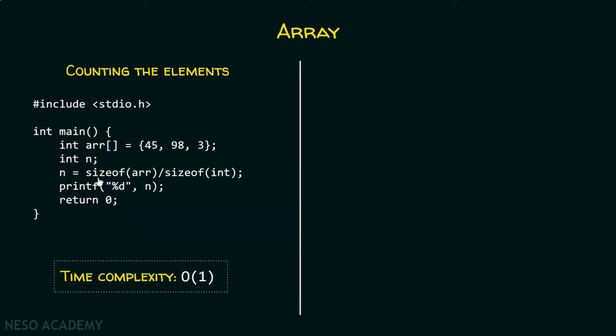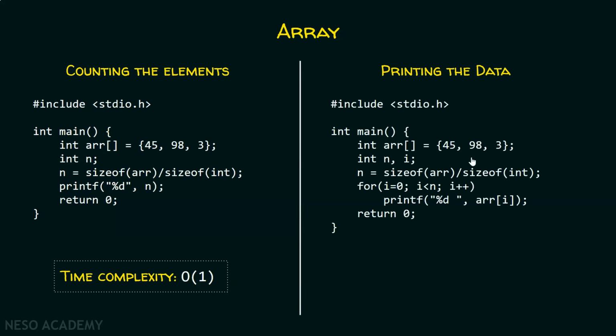We just need to find out the size of ARR divided by size of integer. This will give us the size of this array, that is the number of elements in this array. And we can simply print the value of n on the screen. This will take constant amount of time, there is no loop involved here. But what happens in case of printing the data? Obviously in that case we need to traverse the list. We should calculate the size of this array and then we can run this for loop from 0 to n minus 1. So the total time complexity in this case will be big O of n.